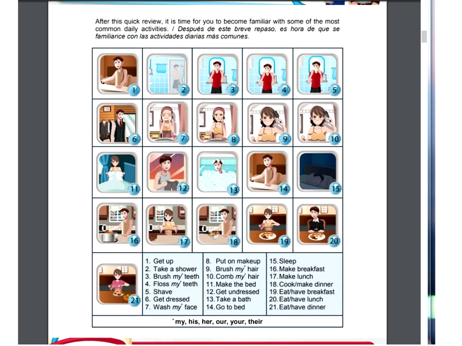So these are a few pictures of a typical person's routine. And these are the activities: get up, take a shower, brush, floss, shave, get dressed, wash, etc. We're going to organize these activities according to the picture.